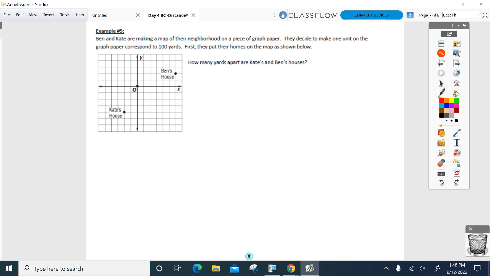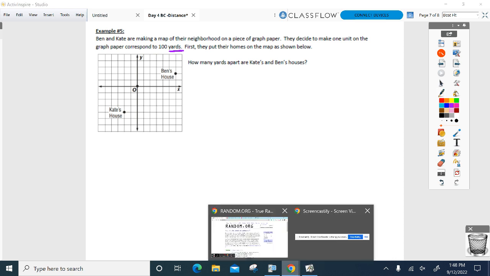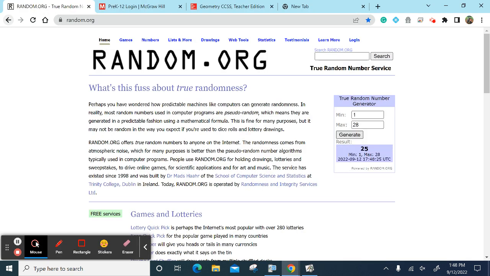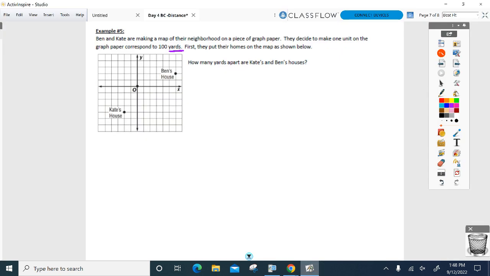Okay. How far apart are they? Now, I want how far apart are they in yards, not units, yards. All right, and every unit represents 100 yards. So first thing I need from somebody before I let you go on your own, what's Ben and Kate's house, coordinates of each, please. Let's start with 25. What's Ben's house?